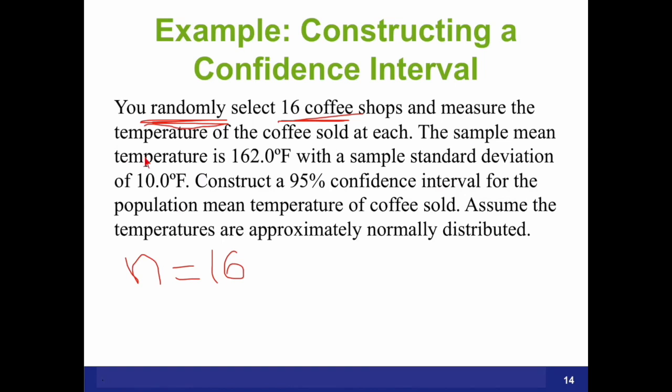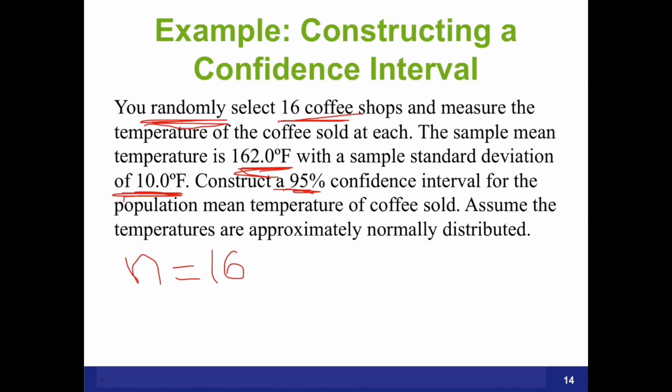The sample mean temperature is 162 Fahrenheit degrees. So this is your point estimate, with a sample standard deviation of 10 Fahrenheit degrees. This is your estimation for the population standard deviation. We need to construct a 95% confidence interval, so this is the value for C. A 95% confidence interval for the population mean temperature of coffee sold.